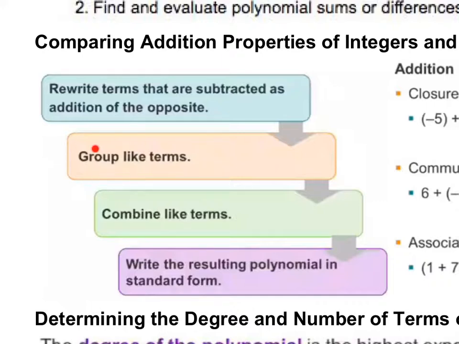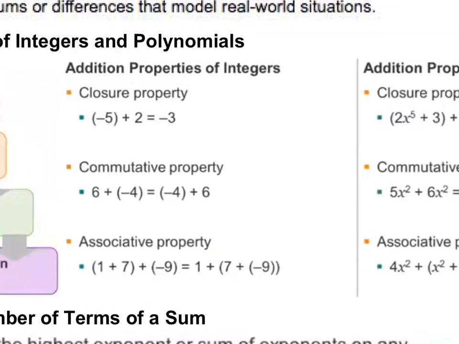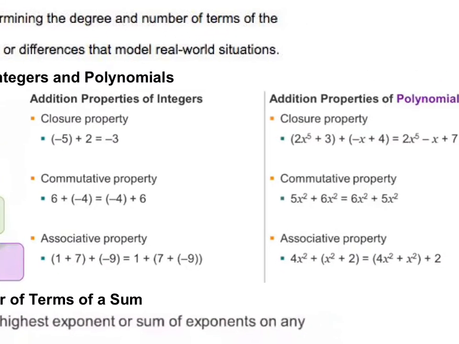We want to group like terms. We want to then combine like terms. Then we want to write the resulting polynomial in standard form, okay? And so we have some properties that exist with polynomials.